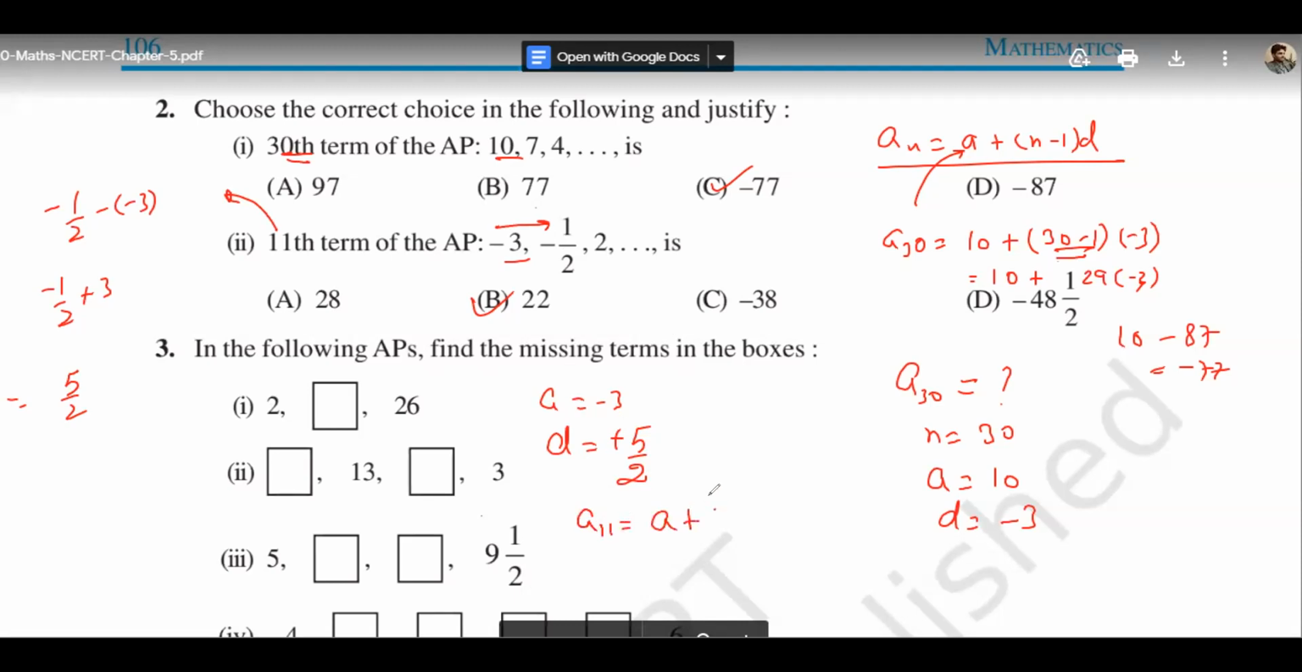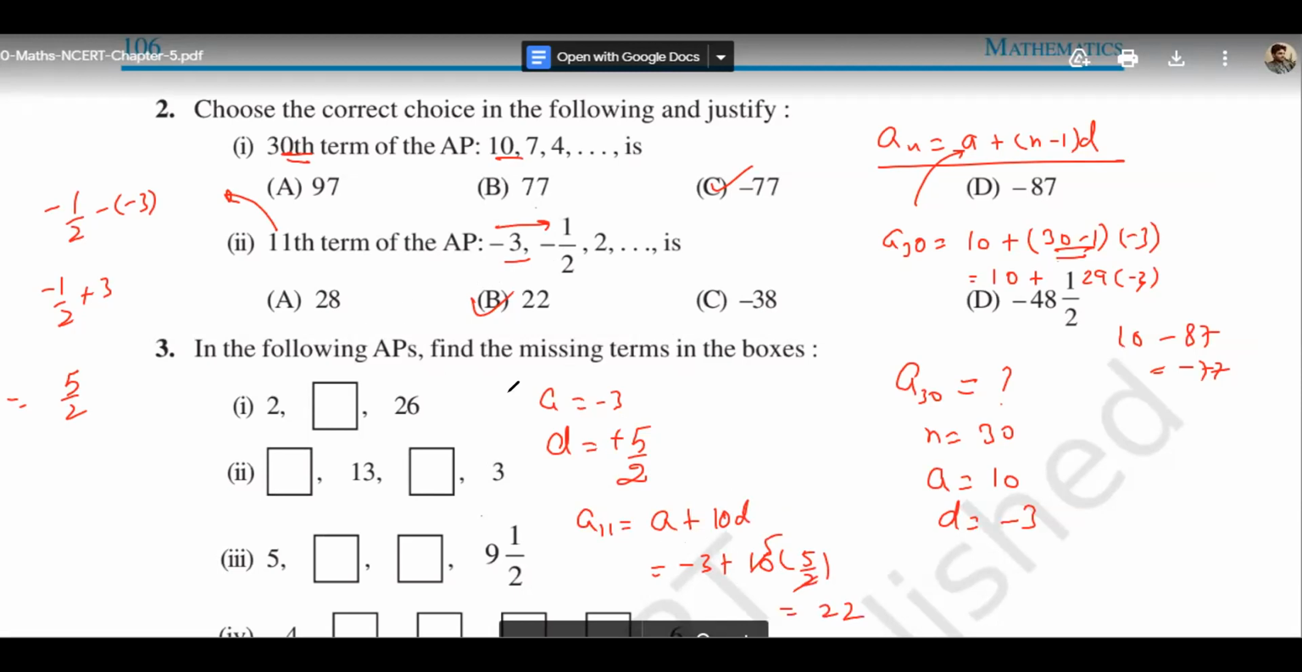Here we have this A11 you need to calculate. A11 is A plus 11 minus 1 into D. So you can directly write it as 10D. So what is A? A is minus 3 plus 10 into D, which is 5 by 2. So you cut this one, you will get 5 times 5, 25, minus 3, you will get 22. So 22 is the correct option.